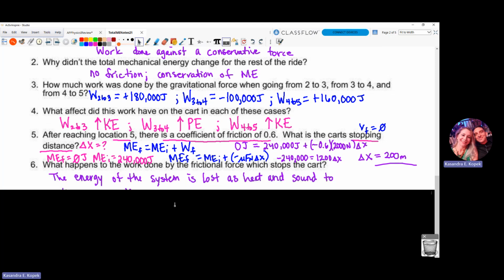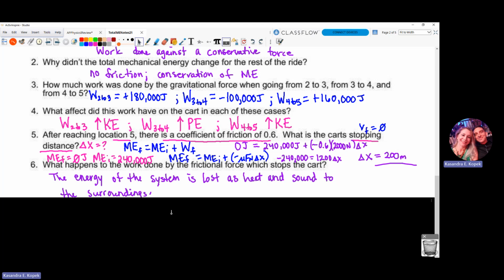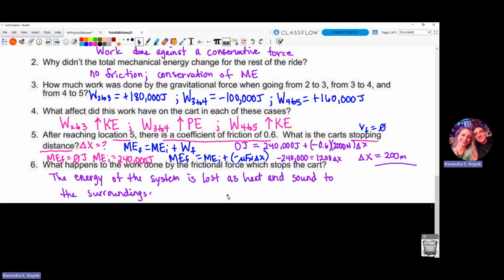The last part, what happens to the work done by the frictional force which stops the cart? The energy of the system is going to be lost as heat and sound to the surroundings.